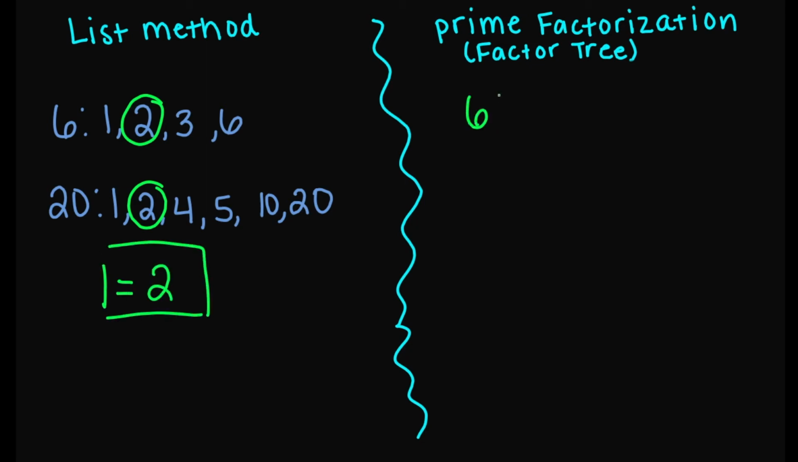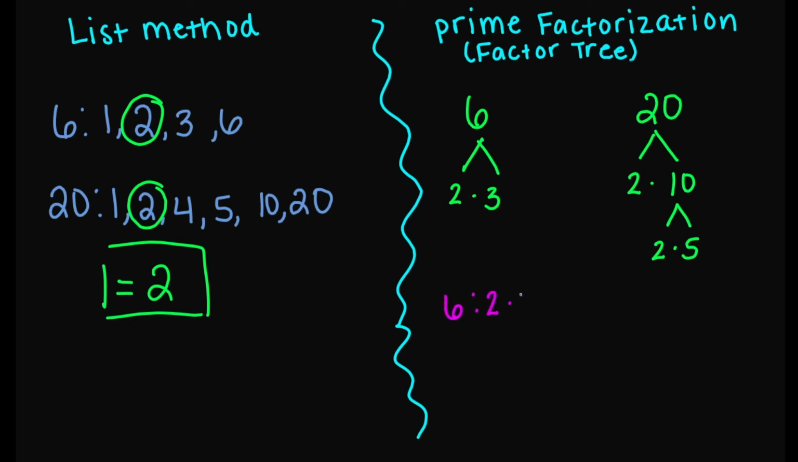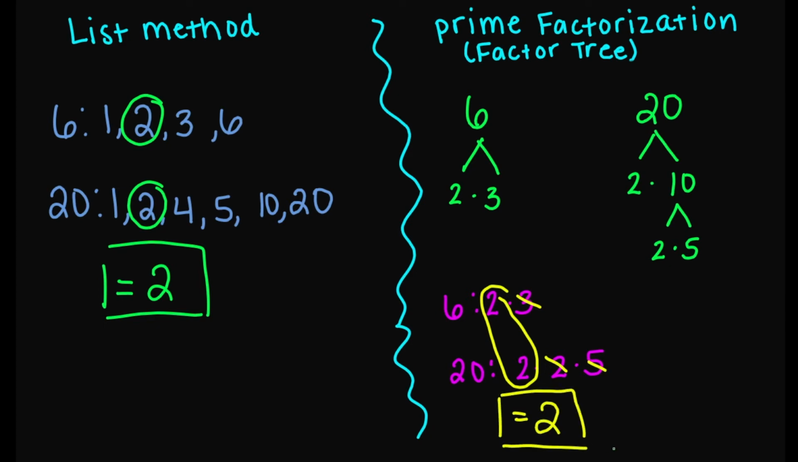So let's try the other way to see. So 6, we have 2 times 3. 20, we have 2 times 10. My 10 factors into 2 times 5. So for my 6, we have 2 times 3. And for my 20, we have 2 times 2 times 5. The common factor that they both share is going to be the number 2, which is right here. The 3, 2, and 5, these are out of the game. So your common factor here, your GCF, is going to be 2 as well.